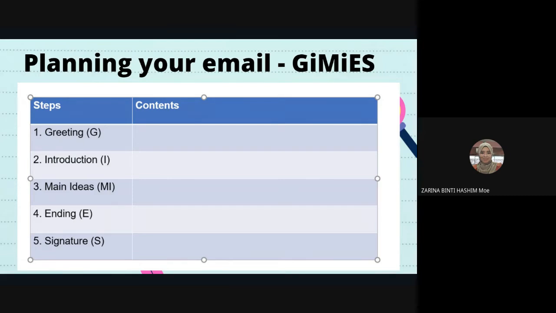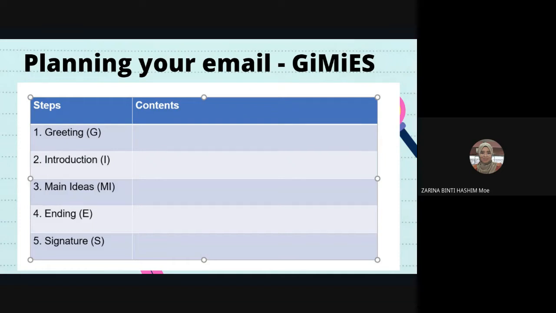What do we normally write for main ideas? What are the main ideas here? Who can tell the class? Main ideas are the three questions that we discussed just now. Later I'll show you the example. After the main ideas, MI, we go to E. Letter E is the ending, and S is the signature.